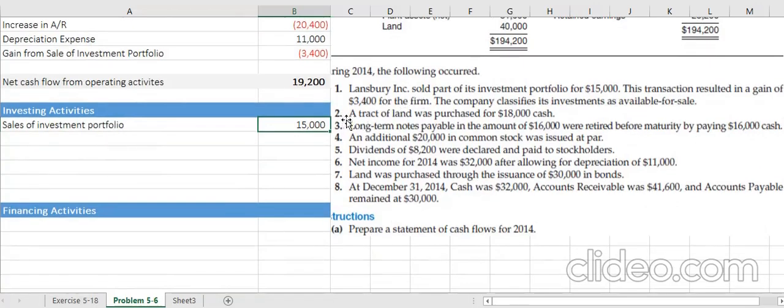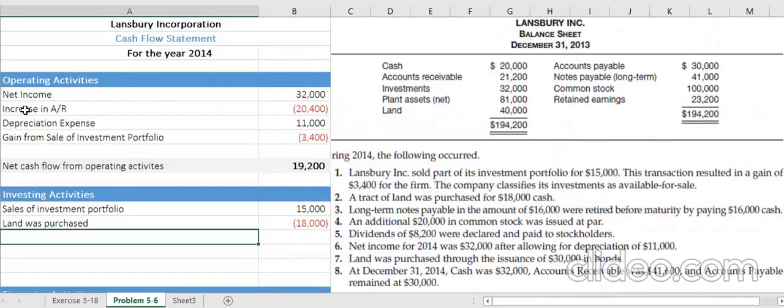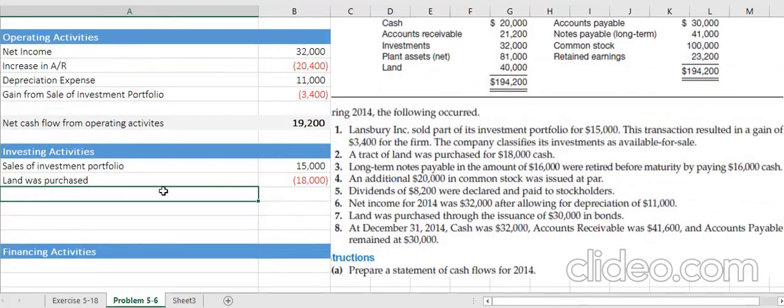Then the next information is that a tract of land was purchased for $18,000 cash. Land is a long-lived asset, so it is related to investing activities. Then it was purchased for cash. Money was paid. How much money was paid? 18,000. So it will be $18,000 cash outflow. And what is the use of this money? The use of this money is that land was purchased. So I can say land was purchased, or you can say land increased. These accounts can be discussed in terms of increase and decrease also. So we got the land purchase also.